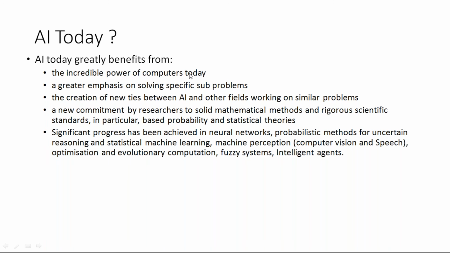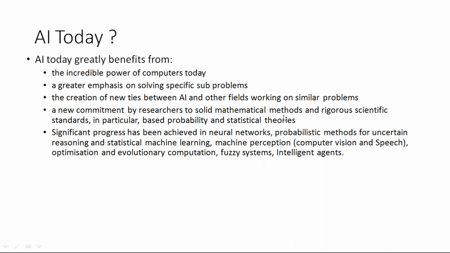What is more important is understanding of probability and statistical theory. Those things are very important in AI. And we see significant progress has been achieved in neural networks and probabilistic methods. Neural networks are the way to mimic the working of our human brains. Probabilistic methods are methods which capture uncertainty.